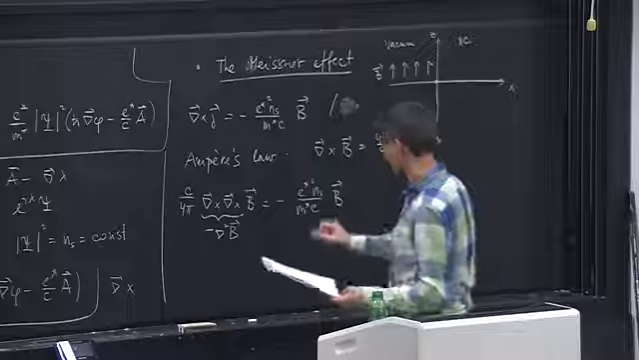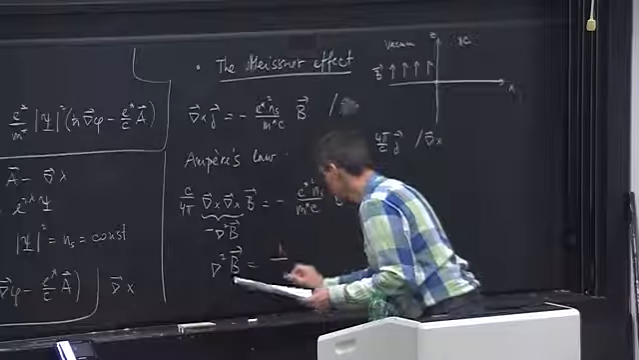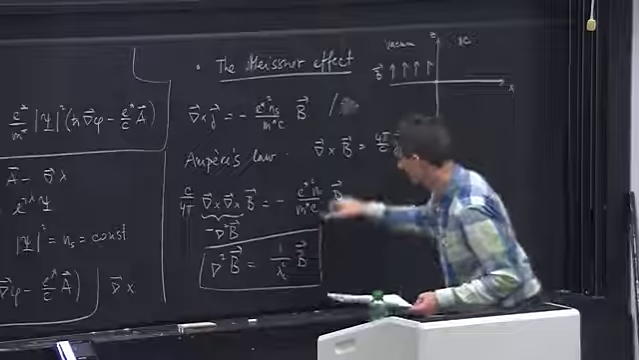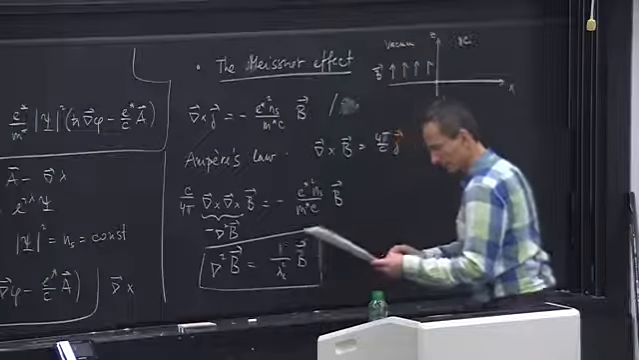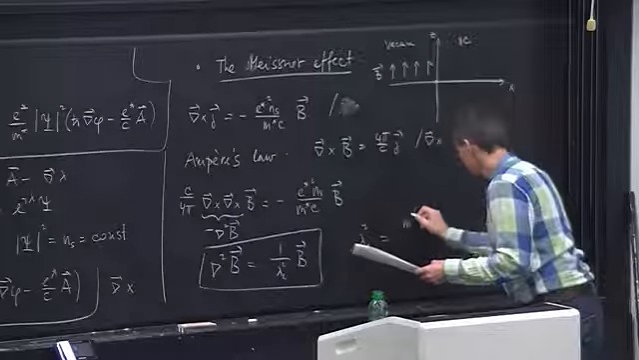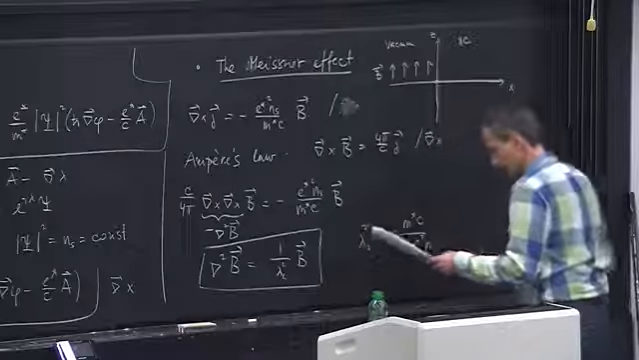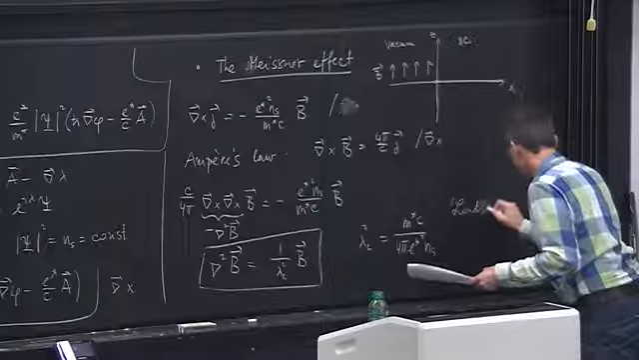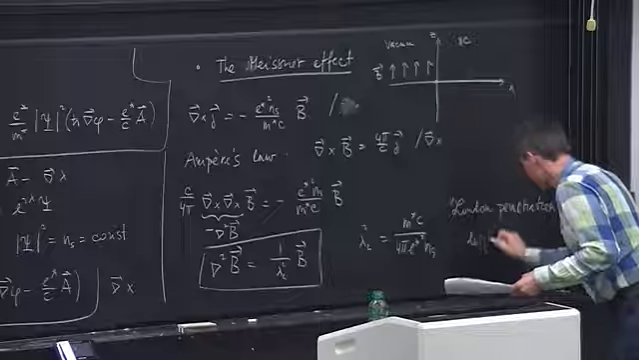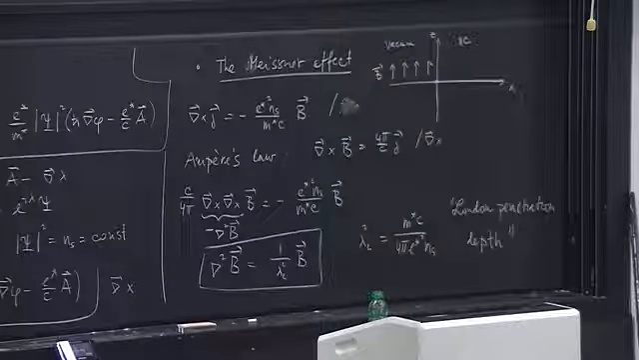Okay. So I end up with the following equation. Laplace of B is equal to 1 over lambda L squared times B, where I collected all these coefficients into this lambda L, and lambda L squared is defined as m star c squared divided by 4 pi e star squared ns, and is known as the London penetration depth. So I was hoping that I could finish it on that side of the board, but maybe not.